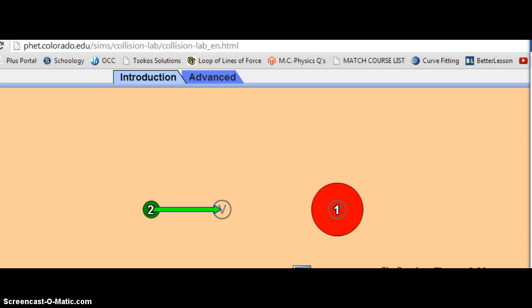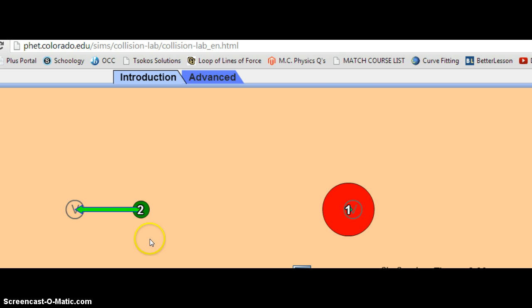Okay, but wait a second. If they feel the same net impulse, shouldn't each one have the same change in velocity? Let's find out. We're going to run the experiment and watch closely to what happens to number 2's velocity vector. Wow, look at that.